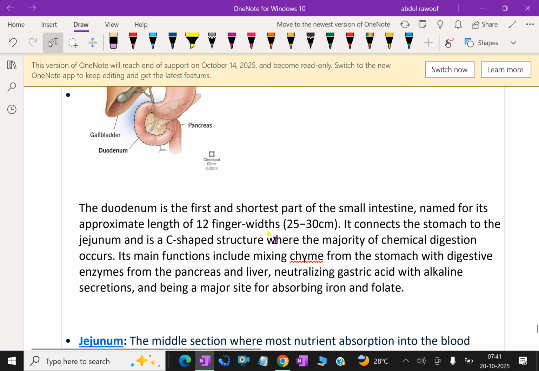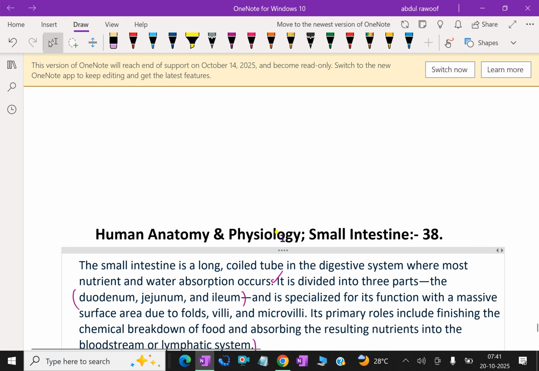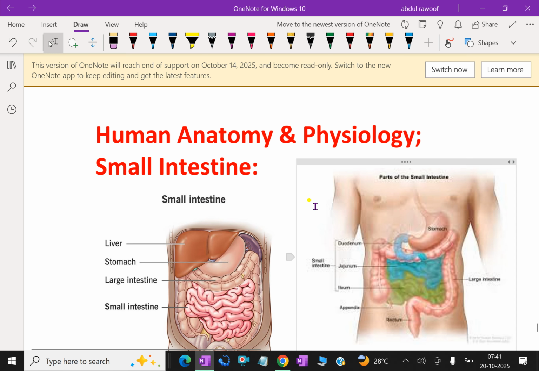So far, we discussed human anatomy and physiology. In that, we discussed the small intestine.